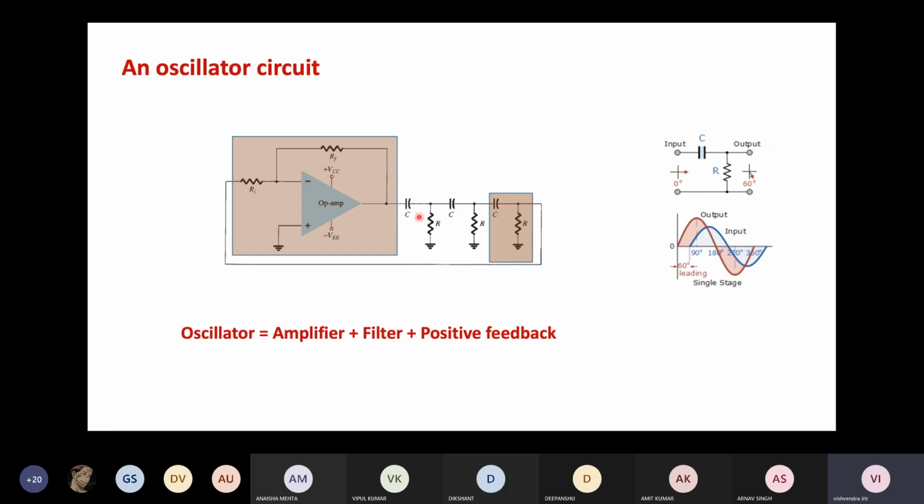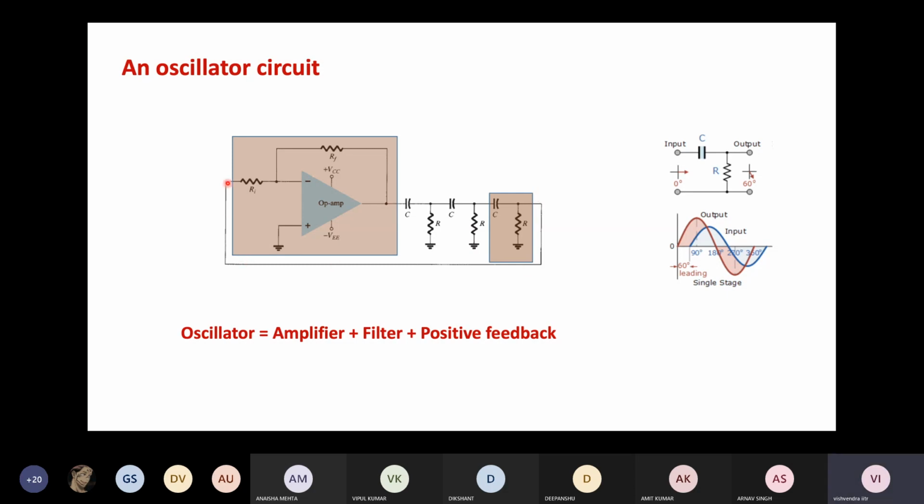Now, what is happening is that each of these RC circuits has a phase difference of 60 degrees. So the three RC circuits will have a phase difference of 180 degrees. So when a signal comes here and passes through these three circuits, the total phase difference between this point and this point is 180 degrees.